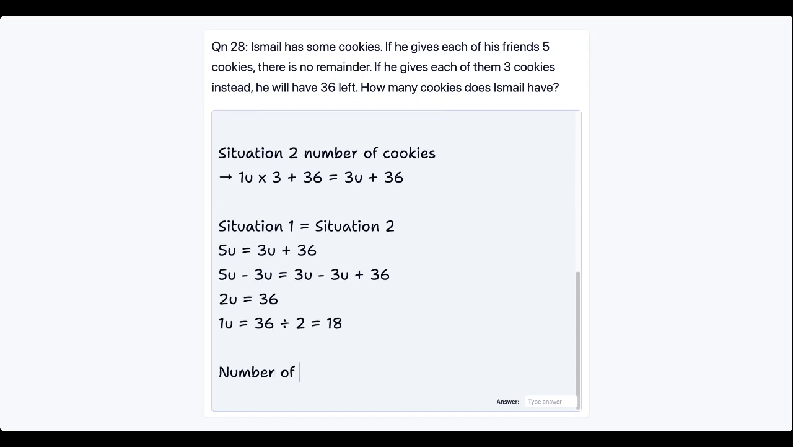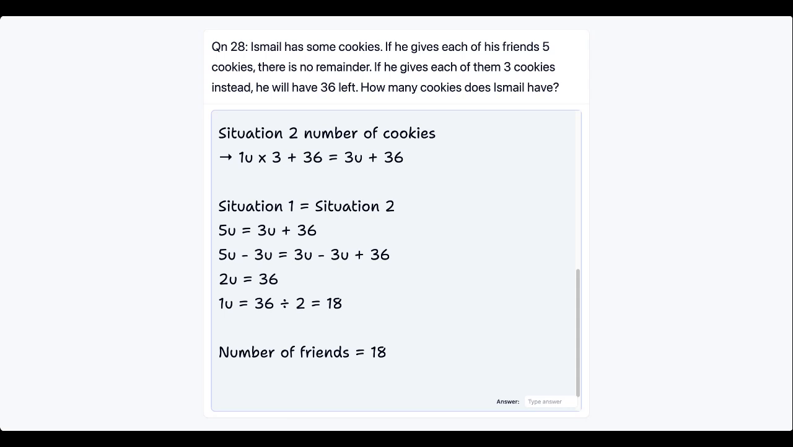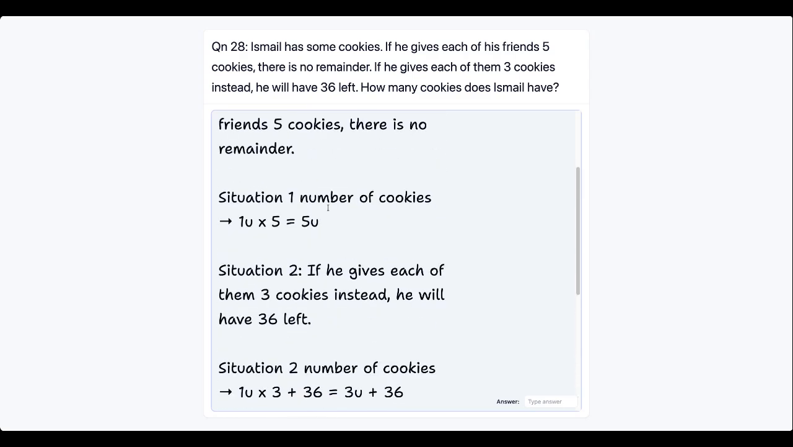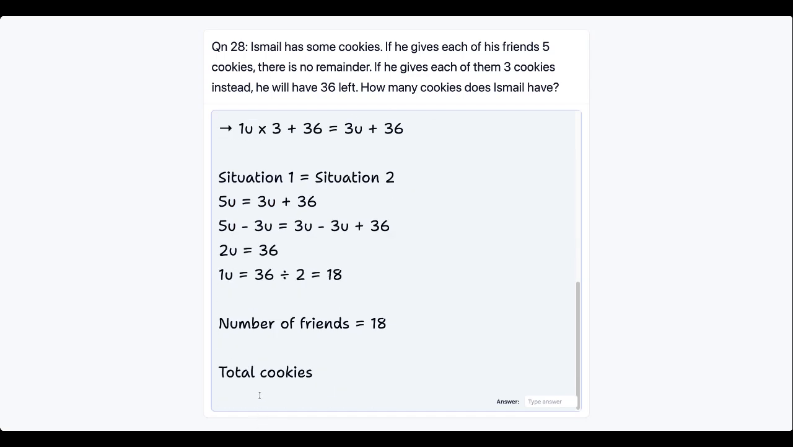Number of friends is equal to 18, right? So with that, how many cookies does Ismail have? So total cookies. You can do 5 units, so total cookies will be essentially 5 times 18, which is equal to 90, right?